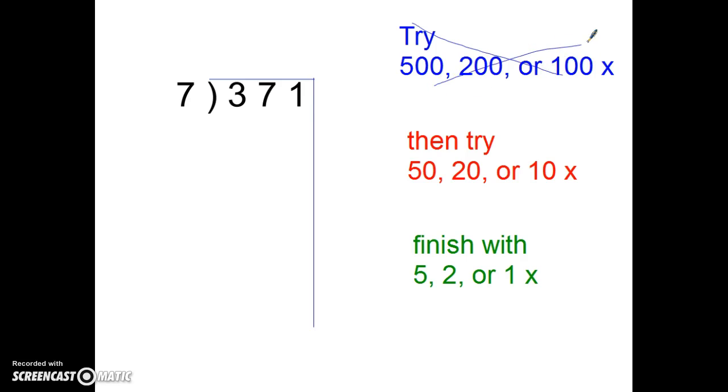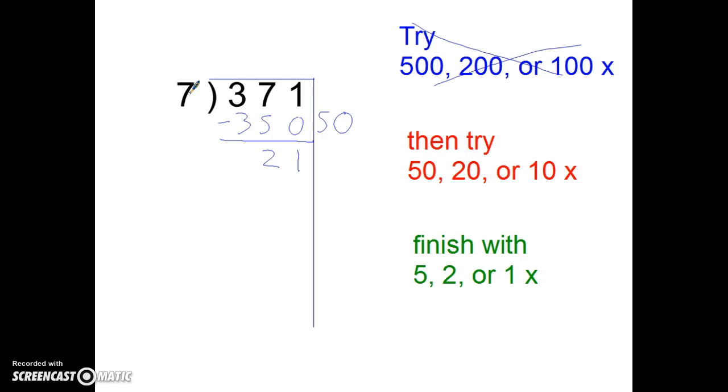So I'm going to go next to the 50, the 20, and the 10. Can I do 50 times 7? Well, 5 times 7 is 35 plus a 0 would be 350. So yes, I can. I'm going to put my 50 out here that I'm multiplying this by, and 50 times 7 equals 350. I'm going to subtract, and I now have 21 left. So basically what I did was I filled 50 boxes with 7 each of whatever this was. I now have 21 left.